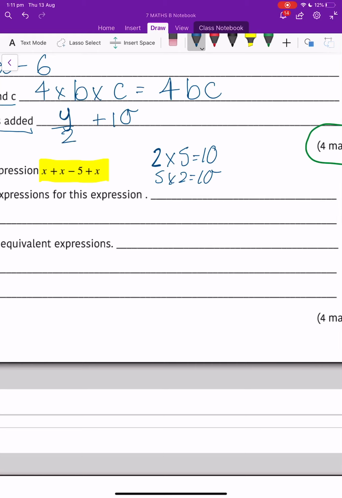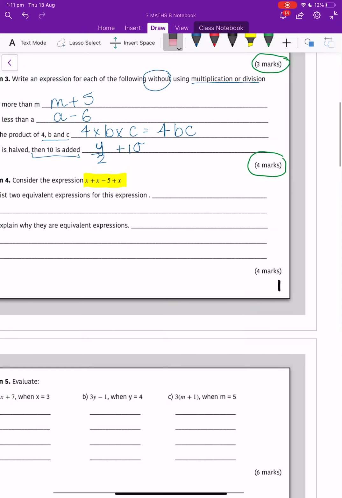Or also 5 plus 5 equals 10. Or 2 plus 2 plus 2 plus 2 plus 2, kind of ran out of room, equals 10, okay? So they're all equivalent, okay? So with algebra, we're just using the same thinking, okay? It's not necessarily different.